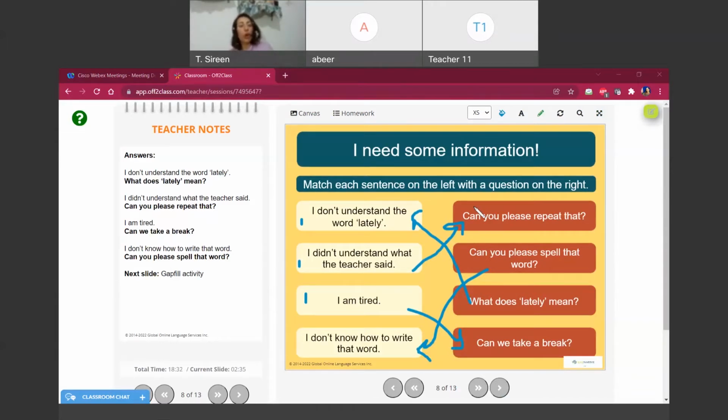What about you, Abir? What is the word that your students don't understand, or always wonder about? Nothing, Abir? Okay. Is there no word they always ask you about? Just a difficult word.